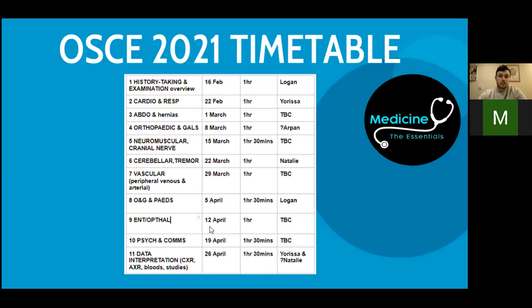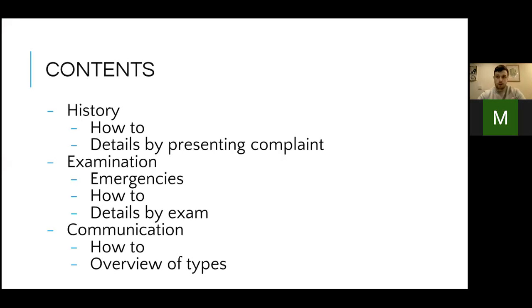So the first thing we're going to do is have a look at history, how to do a standard comprehensive history, and then go into a few details according to the presenting complaint. We'll go through a stepwise process of examining the patient. We've divided it into non-emergency and emergency stations that you may or may not come across in your examinations, and then an overview of the different types of communication station that you might be asked to participate in your OSCEs.